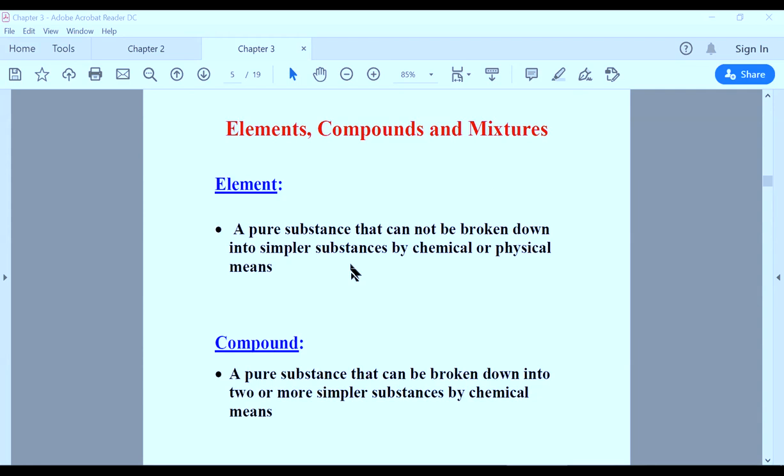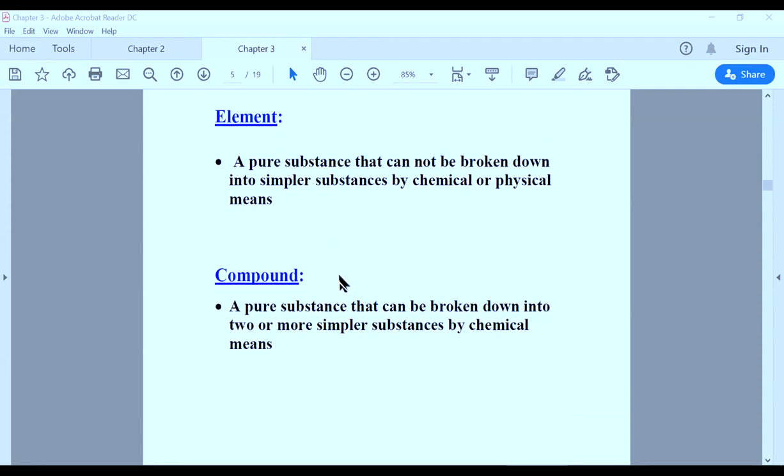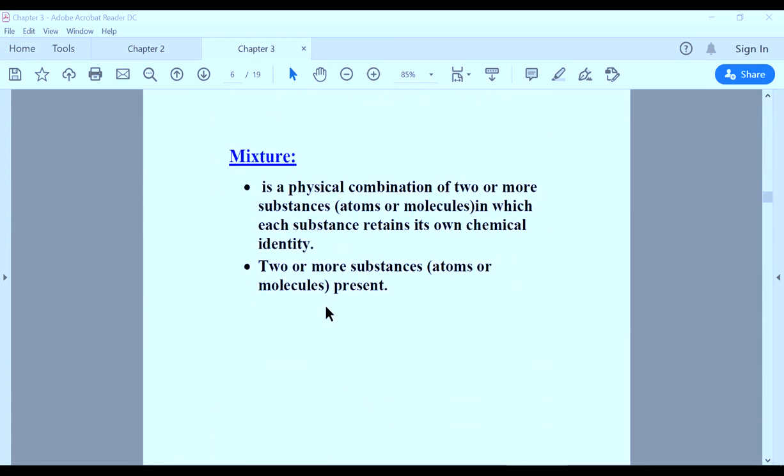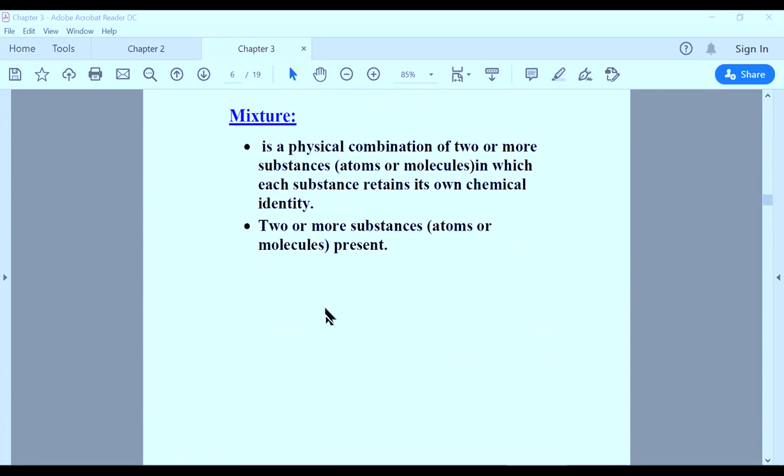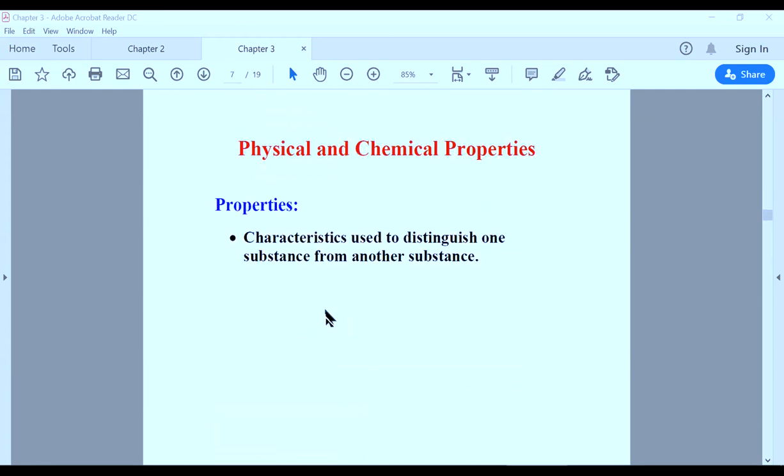Now, the other thing is a compound. And a compound is a pure substance, and sometimes I use interchangeably the term substance, which I shouldn't, but I make a mistake that way. But it's a pure substance that can be broken down to two or more simpler things by chemical means. And that would be, if you take water, I can break it down with electricity to hydrogen and oxygen. So water, H2O, is a compound. And again, a mixture, I think I went through that already.